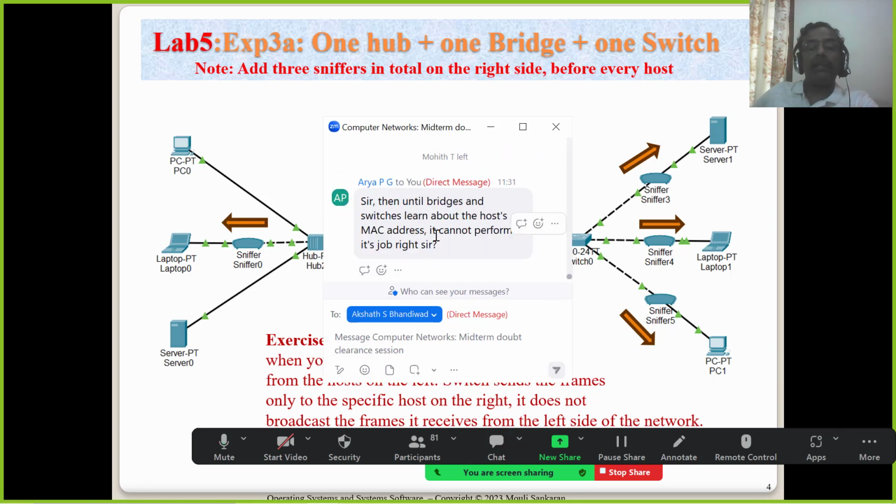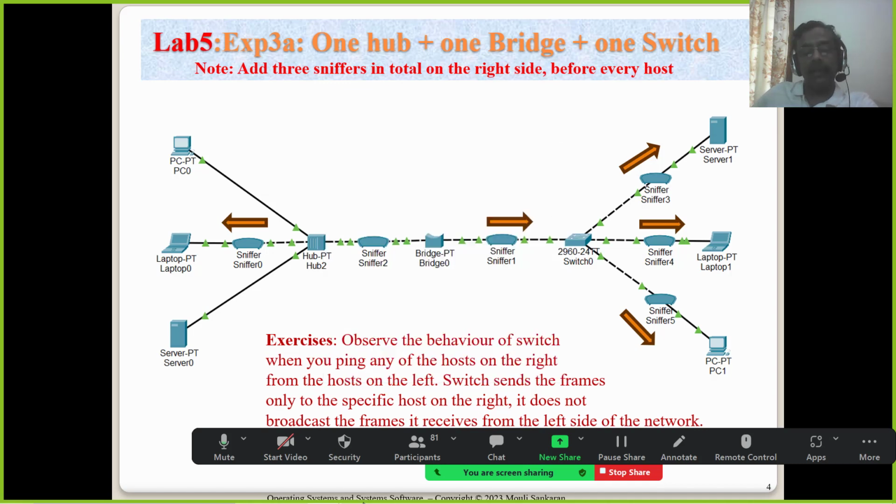Okay. So then until bridges and switches learn about the host MAC address, they cannot perform their job, right? Yes, you are right. Unless they learn, they will be dumb like a hub. Unless you learn, you cannot write in the exam. So similarly, unless the devices learn, they will behave like hubs. The intelligence part is gone. Is this okay so far? You understood?